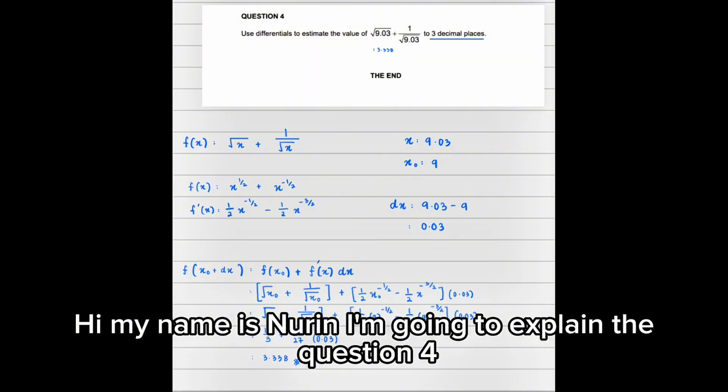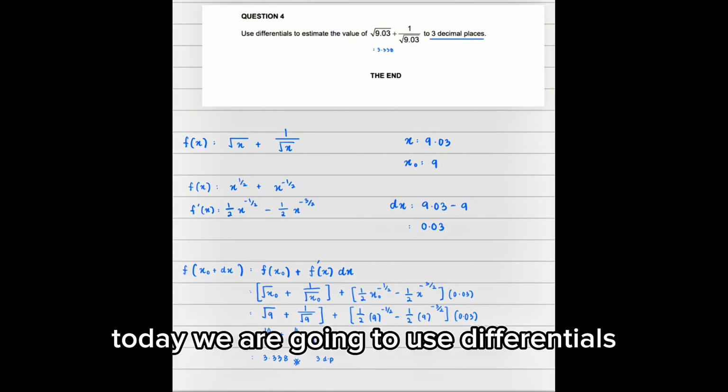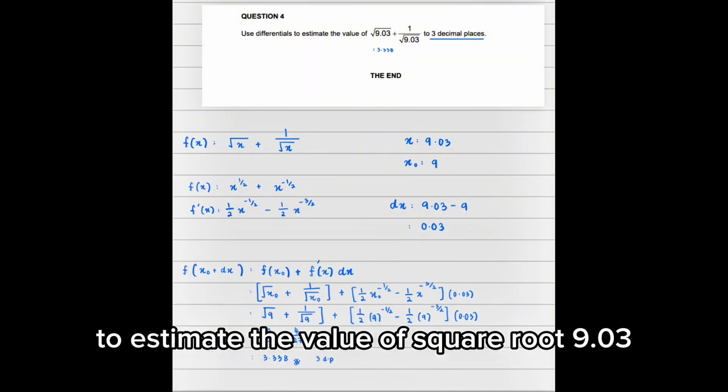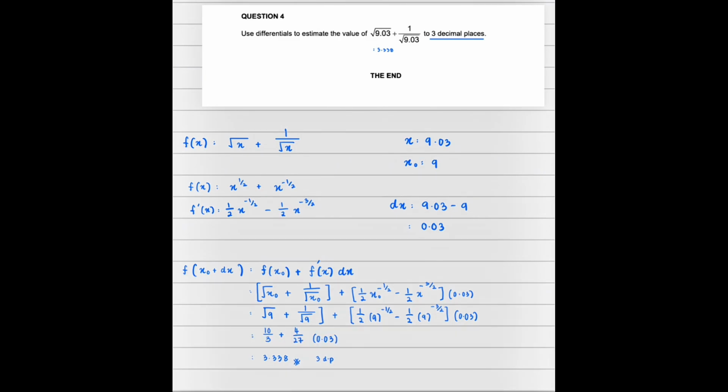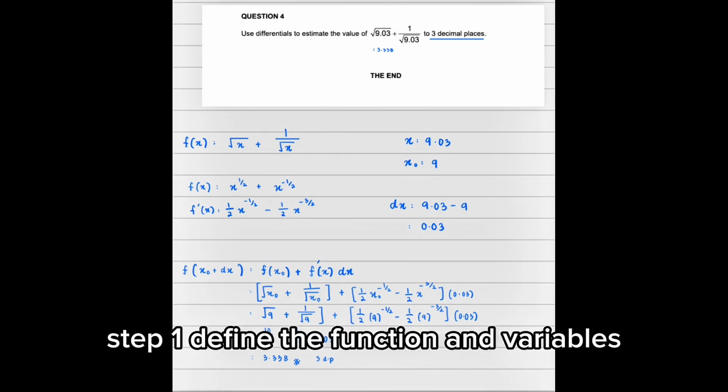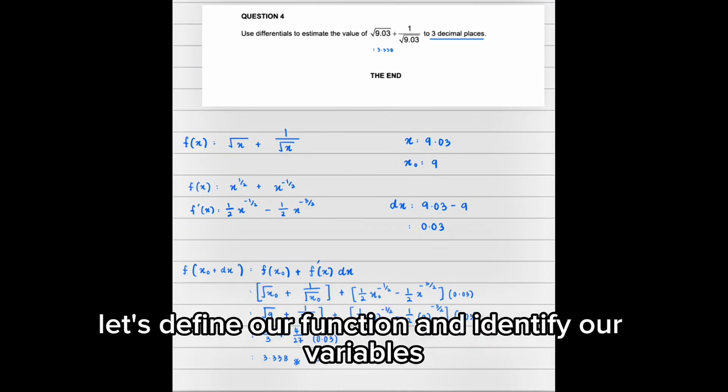I'm going to explain question 4. Today we are going to use differentials to estimate the value of square root 9.03 plus 1 over square root 9.03, correct to 3 decimal places. Step 1. Define the function and variables. First, let's define our function and identify our variables.